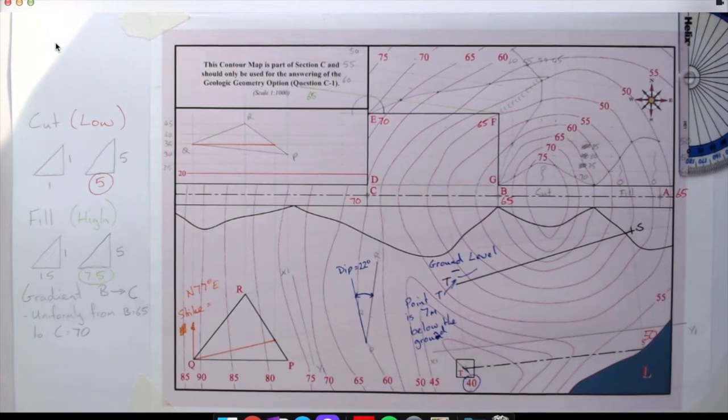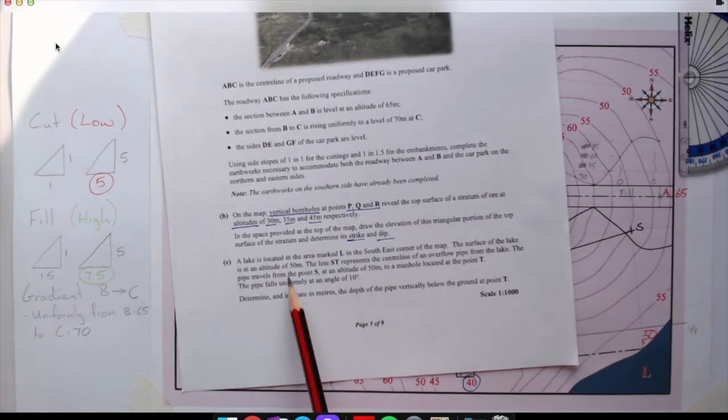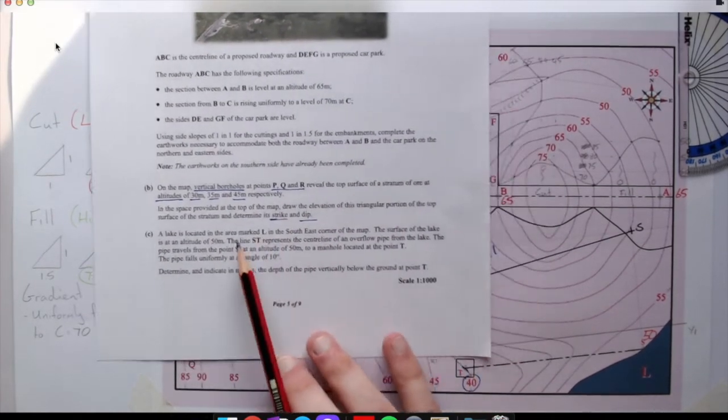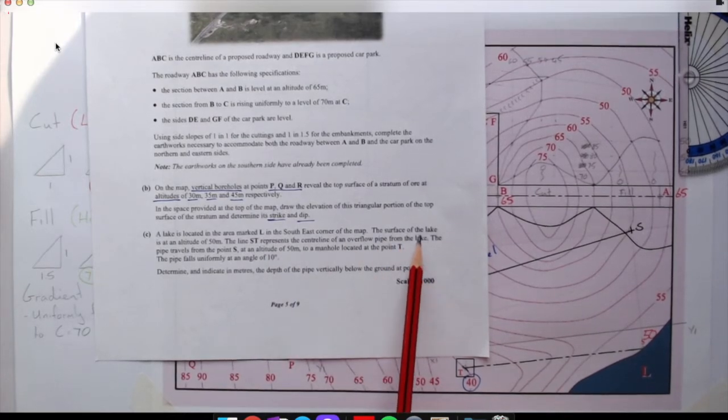Now the last part is the new part, the part that's different, part C. So what we have here is a lake located in the area marked L, so down here in the bottom corner, in the southeast corner. The surface of the lake is at an altitude of 50 meters. So you'll see here S is at 50 meters, the surface of the lake.